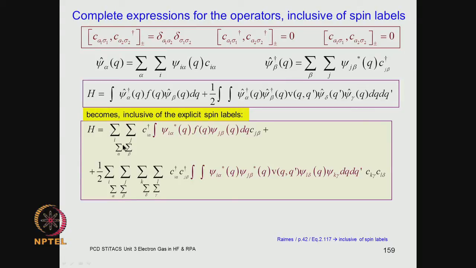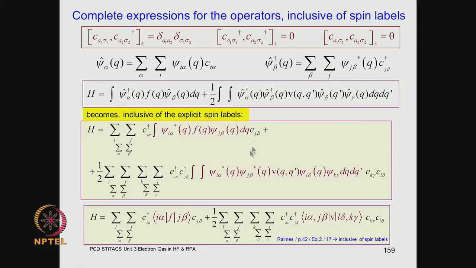So, this summation over i, j is over the one-electron states, and then there is an explicit summation over the spin labels alpha, beta. So, the C_i alpha dagger and C_j beta are the corresponding creation and destruction operators. So, it is the same Hamiltonian, but now we have written it fully explicitly inclusive of the spin labels. We can also write it equivalently in terms of not just the field operators, but only in terms of the creation and destruction operators. So, these are completely equivalent forms which we saw in the previous slide as well.